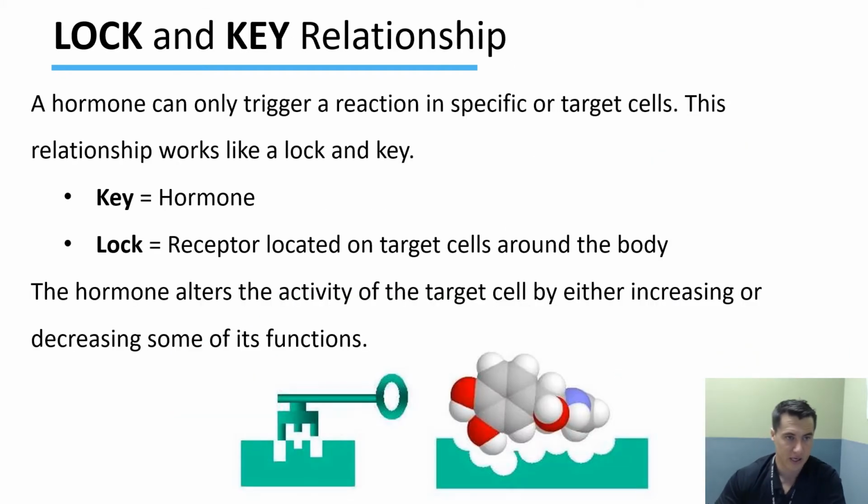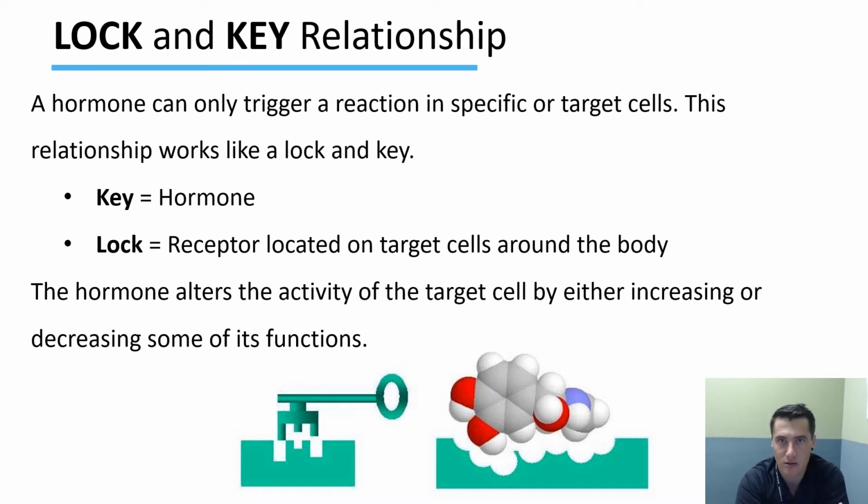Now, this is quite a key concept to understand. Hormones and target organs work like a lock and key relationship. A hormone can only trigger a reaction in its specific target cell. I will say target cells and target organs interchangeably. Remember, cells make tissues that make an organ, so saying cells and organs is a similar thing.